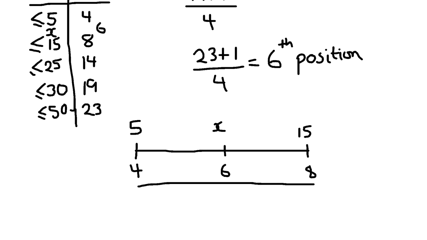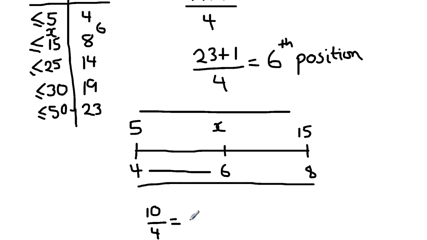Difference between 8 and 4 is 4. So that goes on the denominator. Now we need to find the difference between 15 and 5, which is 10. I'm going to equate it to the difference between 6 and 4, which is 2. And then I'm going to find the difference between x and 5. So it'll be x minus 5.